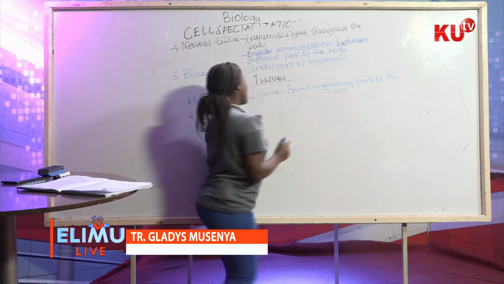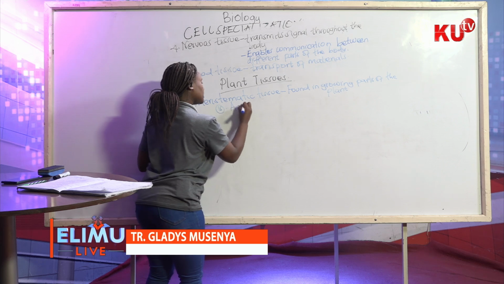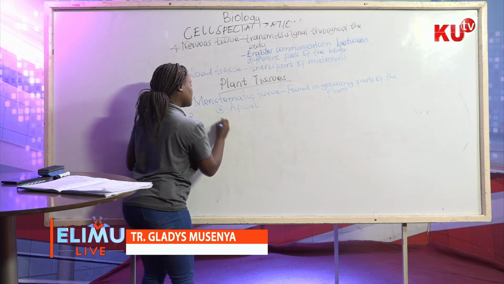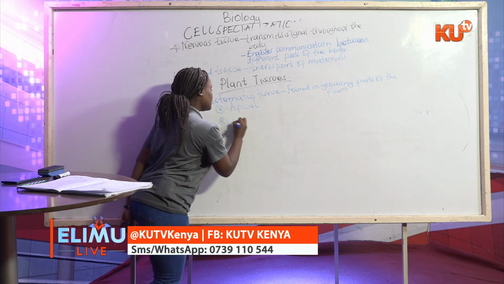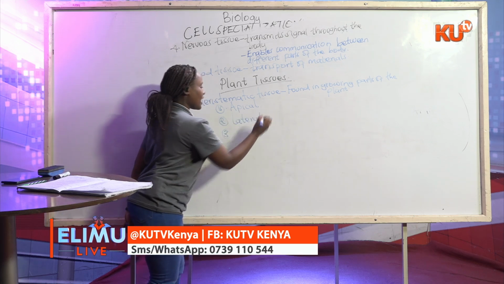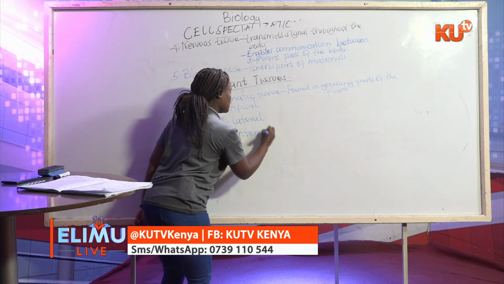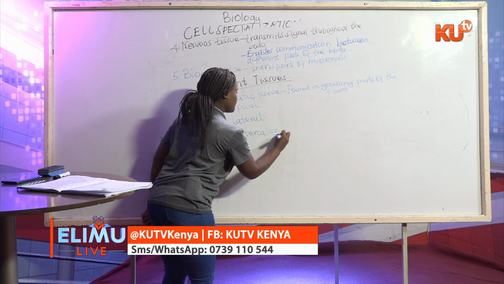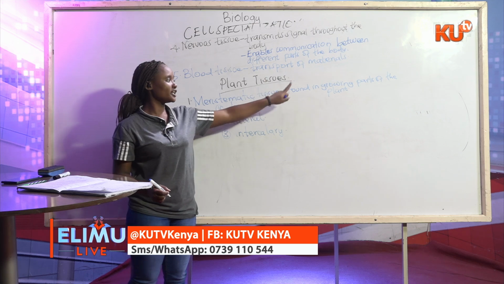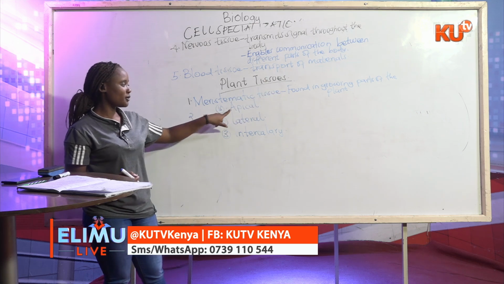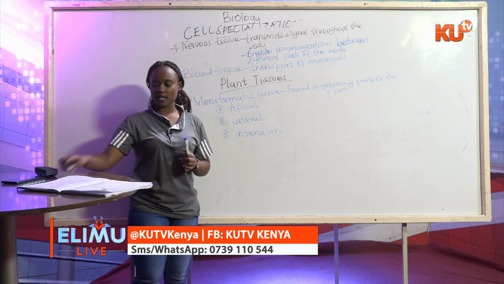And then we have the types of meristematic tissue. We have the first one, apical. We also have the lateral, and we have intercalary. So meristematic tissue is found in growing parts of the plant. We have the apical, lateral, and intercalary. And the other one, we have the vascular tissue.